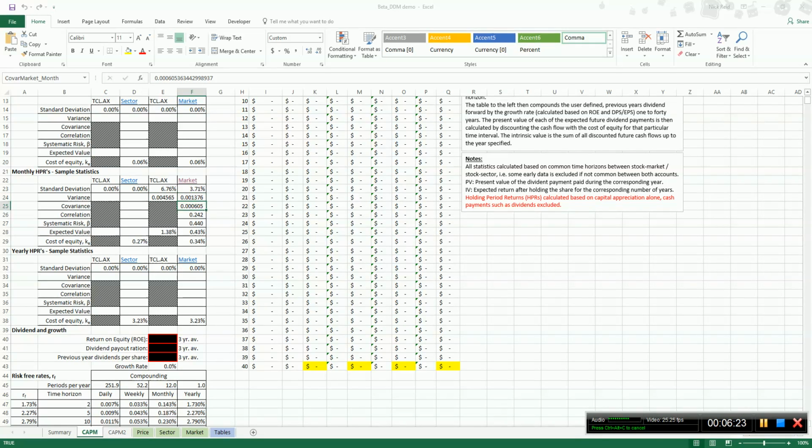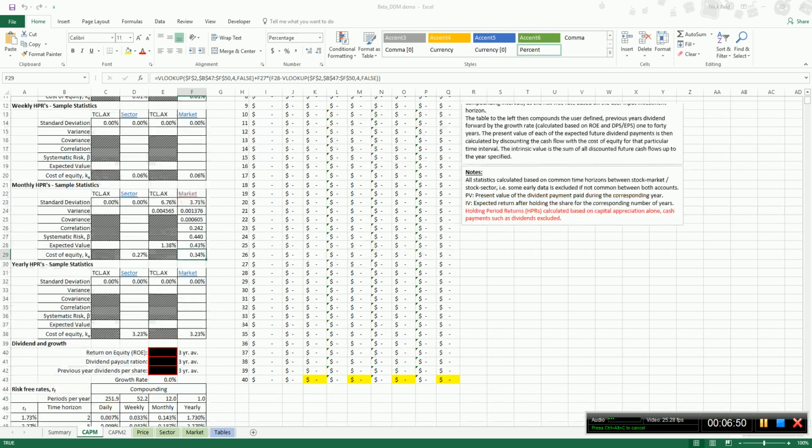This is the covariance between Transurban's monthly returns and the ASX 200's monthly returns. This is the correlation between those monthly returns. This is the systematic risk, or beta. Here we've got expected values, which in this instance is just the average monthly returns. And then here we've got cost of equity.